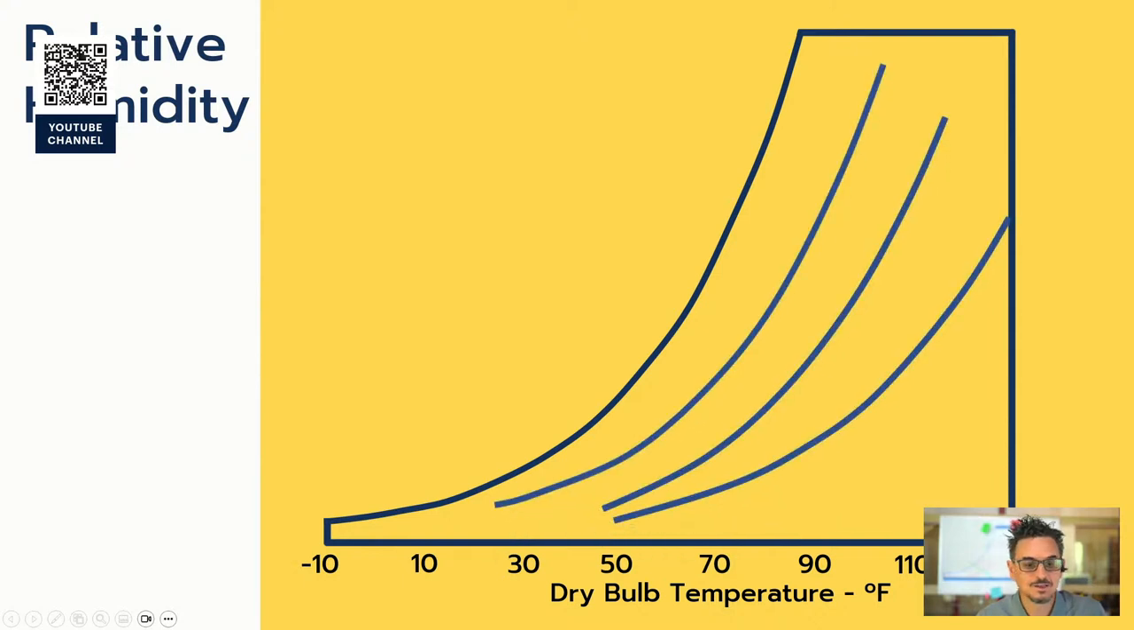Relative humidity, again, these are curves, and I think this is a little easier to see than probably on the whiteboard, but you can see from right to left is increasing humidity, and the furthest left line is your 100% saturation, and after that, fog occurs, okay?